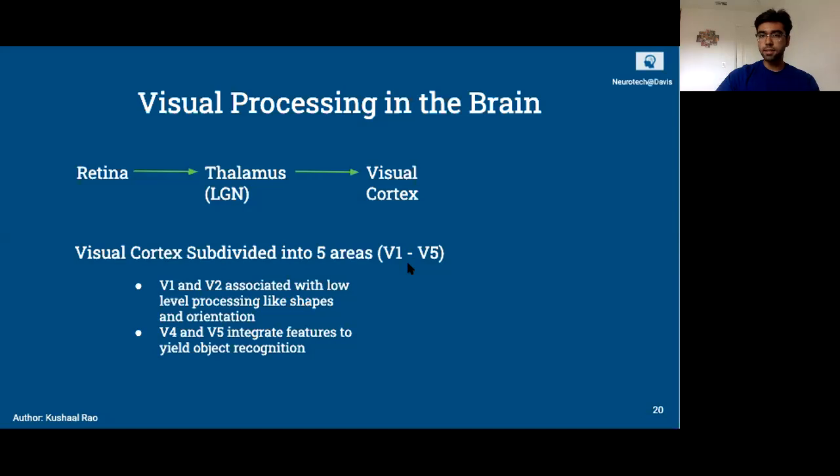But this theory of processing also extends to other regions of the brain, such as the auditory cortex, which is also subdivided and labeled in a similar format.